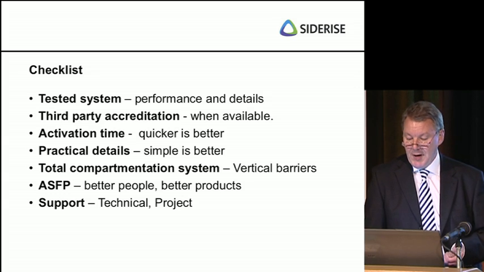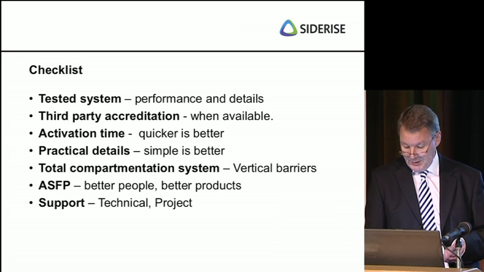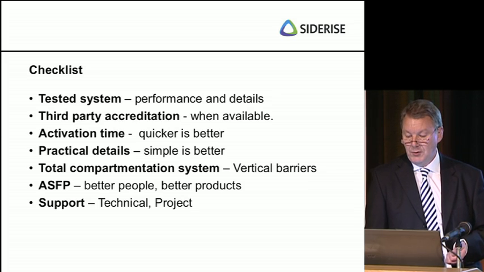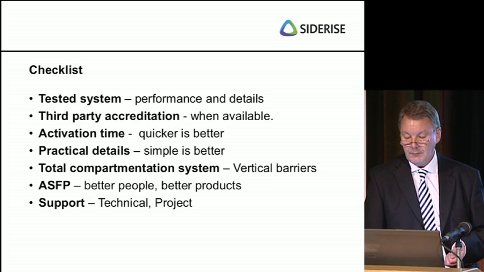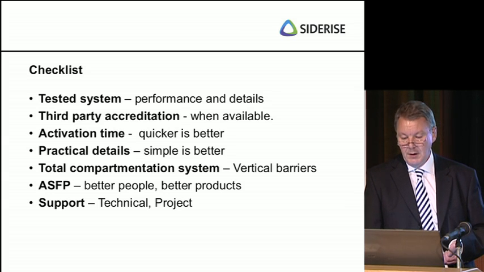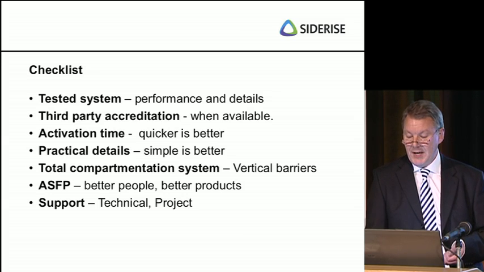In terms of some very basic guidance, here's a possible checklist for when you are considering barriers for rainscreens. Is the system tested? Ensure that the performance matches or exceeds the minimum. Check details of the tested arrangement. Some are ad hoc and some might be surprising. Look for third-party accreditation as a demonstration of compliance.